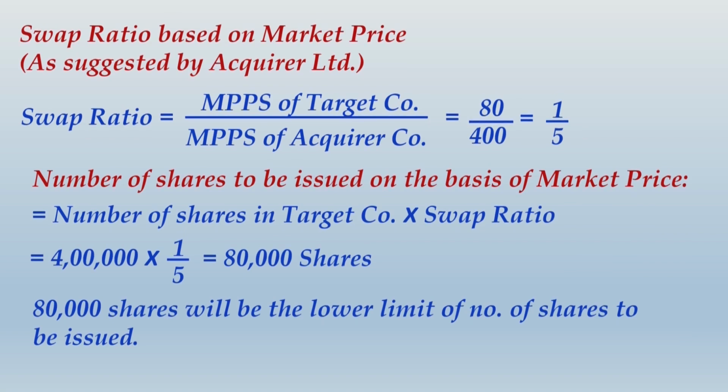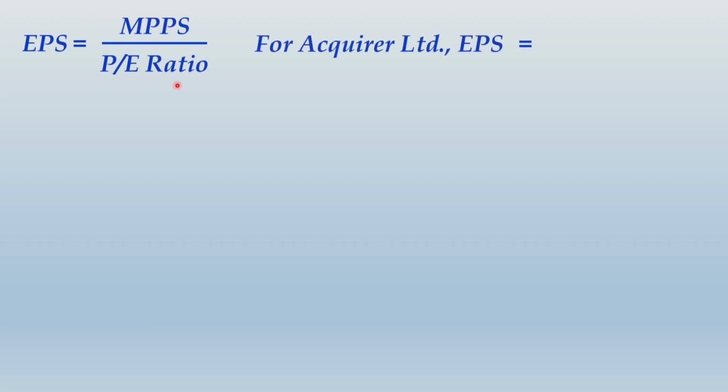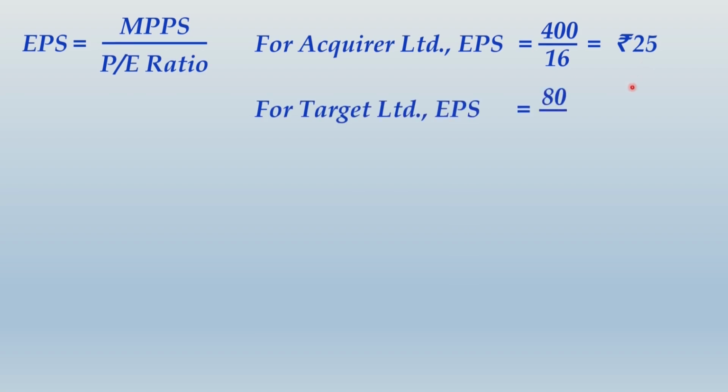Alright friends, you would have finished writing all these calculations. Let us move ahead and talk about the EPS. EPS was not informed in the question directly, but we know one thing very well: the price earning ratio is market price per share upon EPS. So EPS can be determined by dividing the market price per share by the price earning ratio. For the acquirer company, the EPS would be 400 divided by 16, that is rupees 25. And for the target company, it would be 80/4, that is rupees 20.